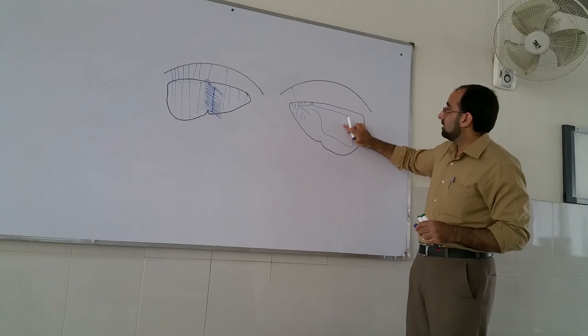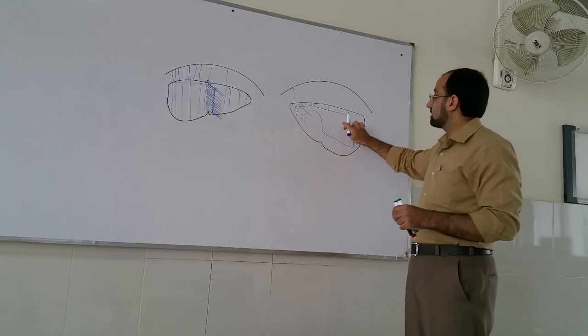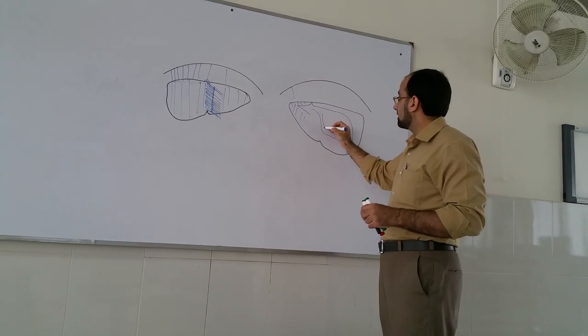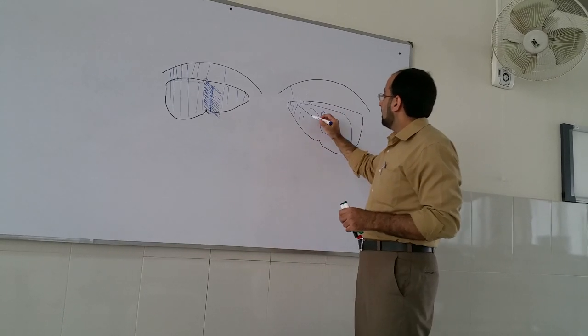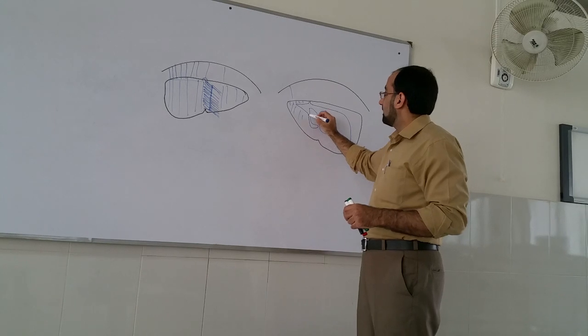And this area is not covered by peritoneum, this is in direct relation with the diaphragm. This is called the bare area of liver. Somewhere over here is the inferior vena cava. Then the peritoneum is reflected downwards like this, and it encloses a space.